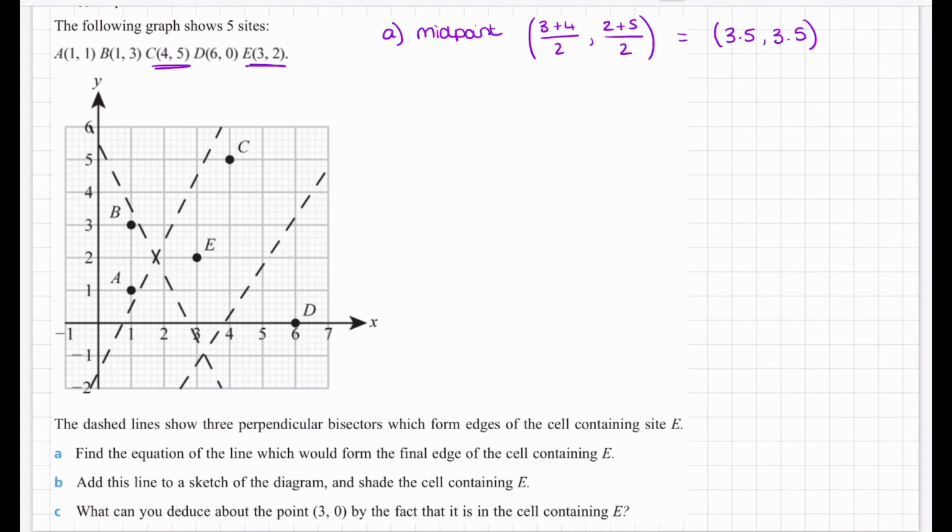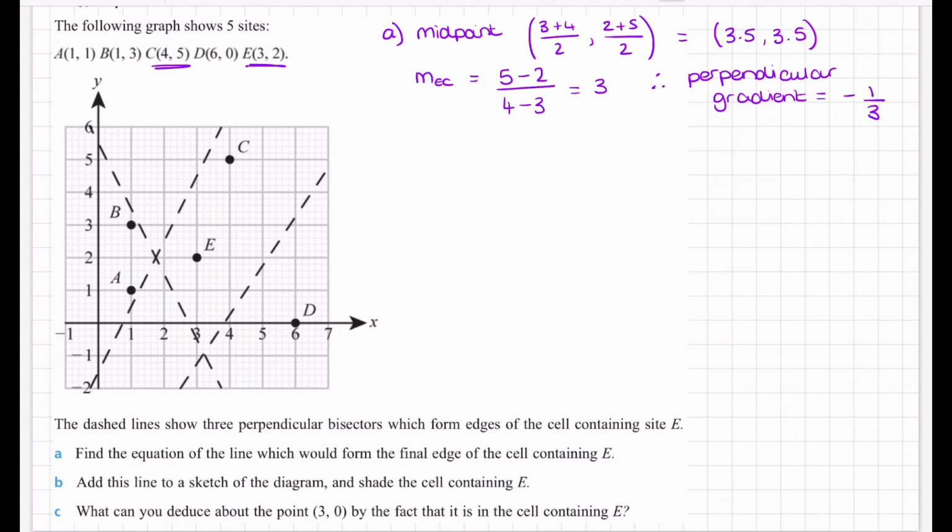Once we've found the midpoint, we then need to find the gradient of the line EC, so then we can find the perpendicular gradient. So the gradient of EC, y2 minus y1 over x2 minus x1, which will give us 3. And therefore our perpendicular gradient is a negative reciprocal, so it'd be negative 1/3.